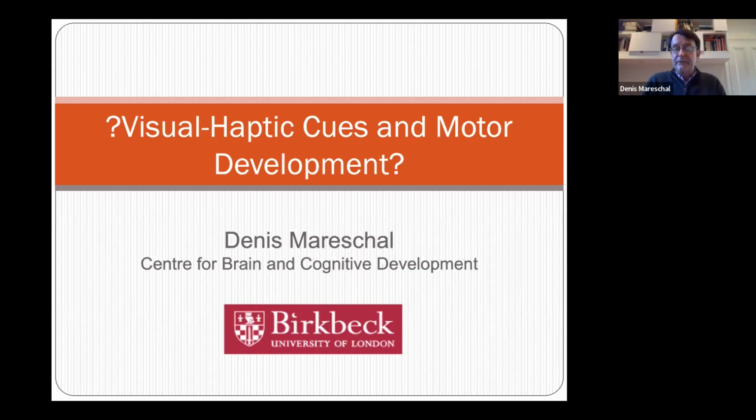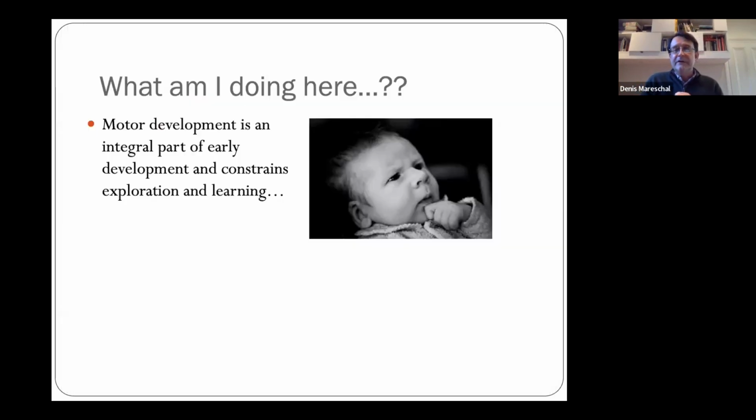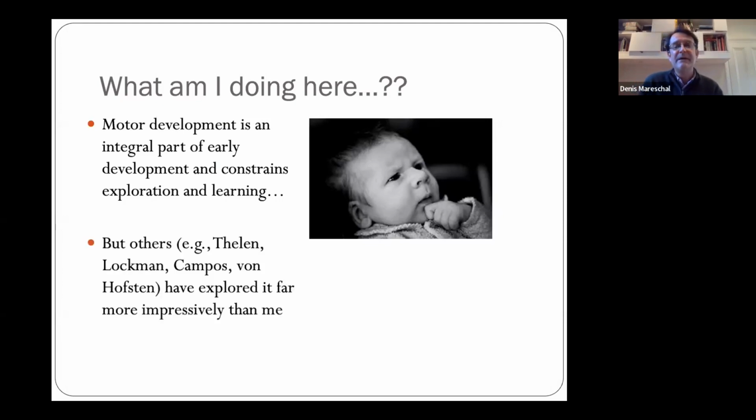Active learning is really at the heart of a lot of the research that I do. Unfortunately, I'm guilty of not having sent my title in time, and so someone using Bayesian a priori inference guessed at what I might be talking about. On the program, I'm shown as talking about visual haptic cues and motor development. This raised a lot of questions for me, because I do some work on motor development insofar as I work with infants, and motor development is a huge constraint on how infants can interact with the world and how they learn from the world. But there are lots of other people out there who've done it way better than me. Thelen, Lockman, Campos, von Hofsten are the few that jumped into my mind. So why might I be here?